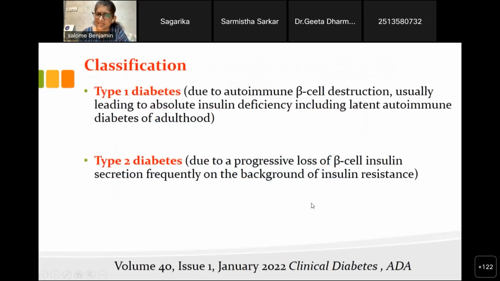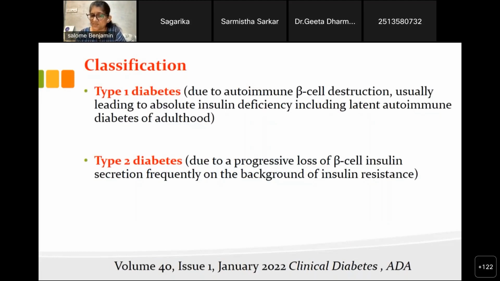So this is just a classification. Type 1 diabetes is due to autoimmune beta cell destruction. Sometimes we do not know the reason for this, but it is autoimmune beta cell destruction, usually leading to absolute deficiency of insulin, including latent autoimmune diabetes of adulthood, which we call LADA.